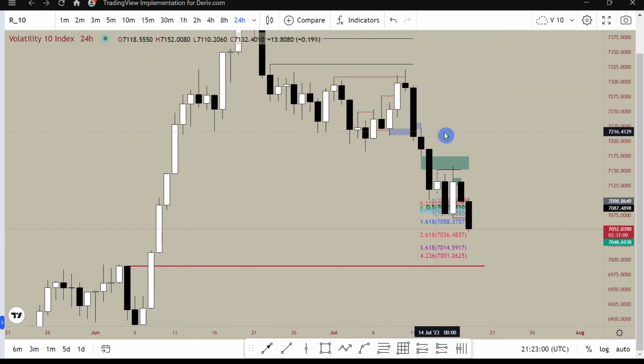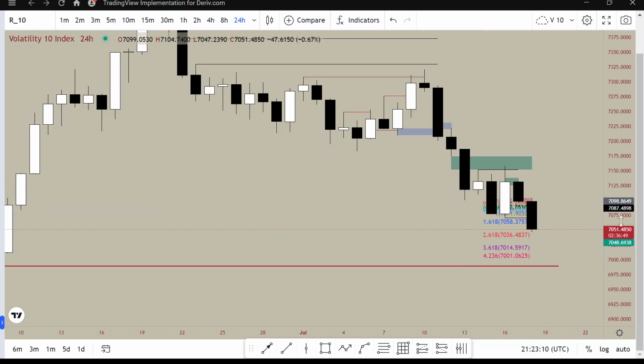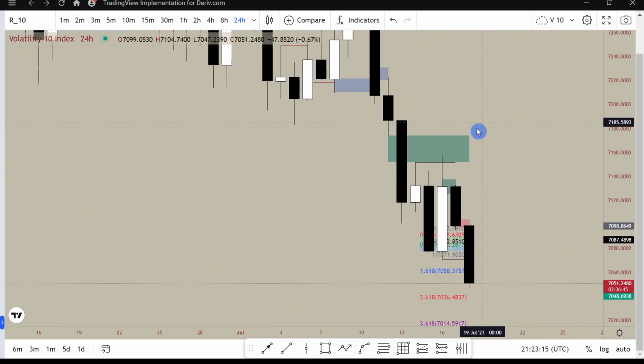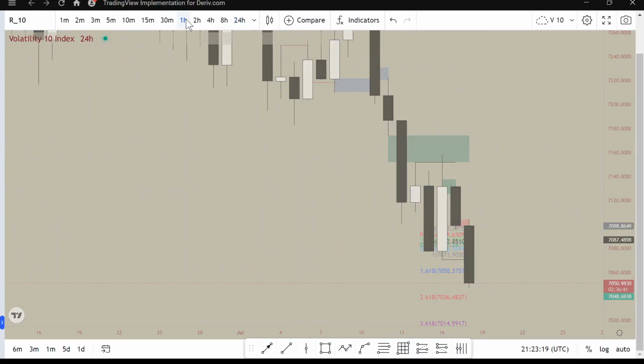So there is this daily fair value gap. Price came into it right here. So let's look at what price did after tapping into that daily fair value gap, because we are framing our bias. Our bias is bearish. Price has tapped into a daily fair value gap, and on the 1 hour chart, let's see what happened.